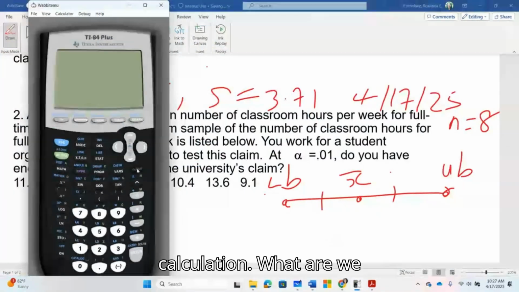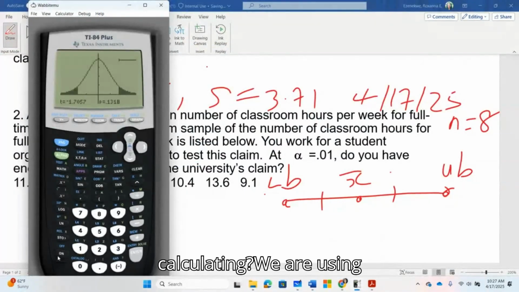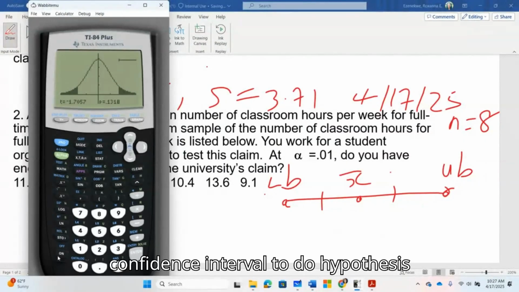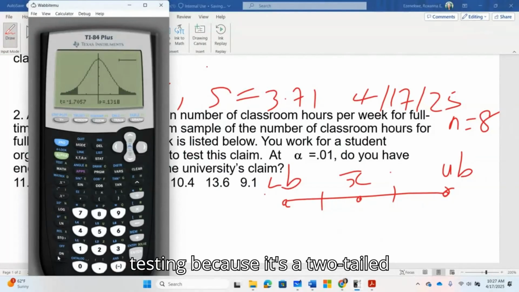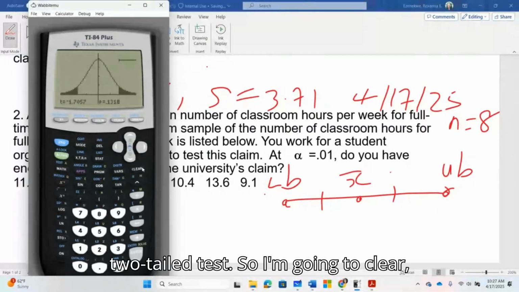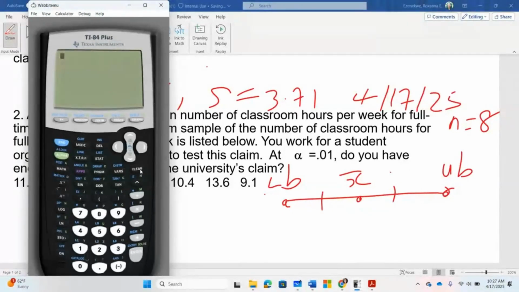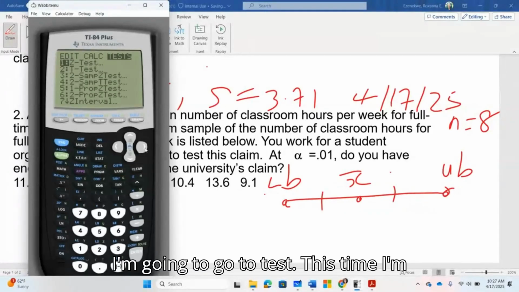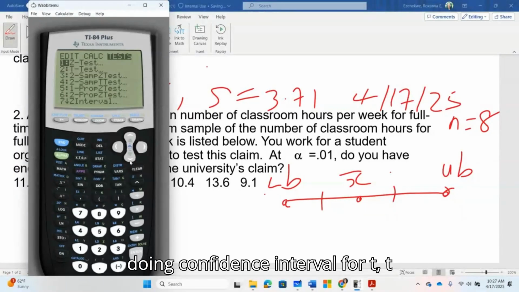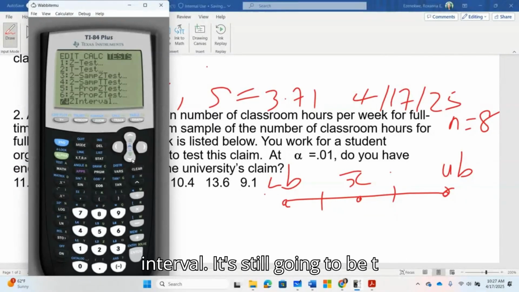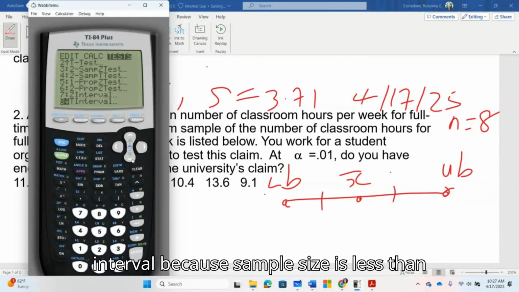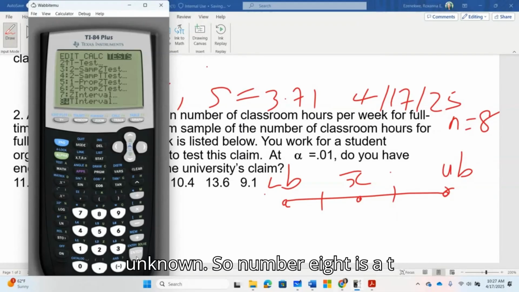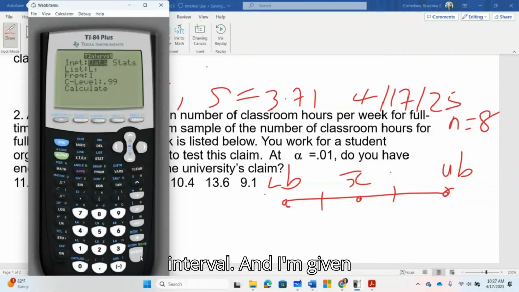So we're doing the calculation. We are using the confidence interval to do hypothesis testing, and the only reason is because it's a two-tail test. I'm going to clear, go to Start, and go to Test. This time I'm doing a confidence interval, T-Interval. It's still a T-Interval because the sample size is less than 30 and the population standard deviation is unknown. So number 8 is T-Interval.